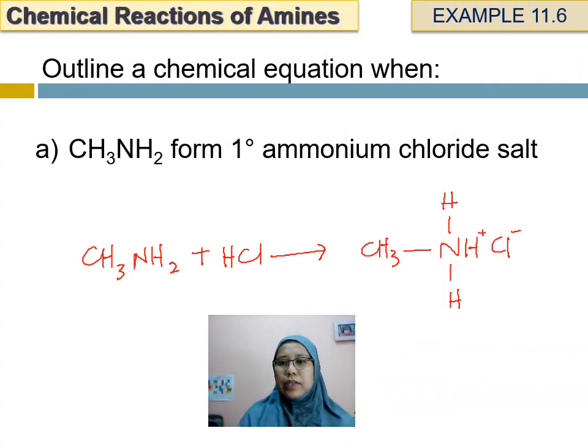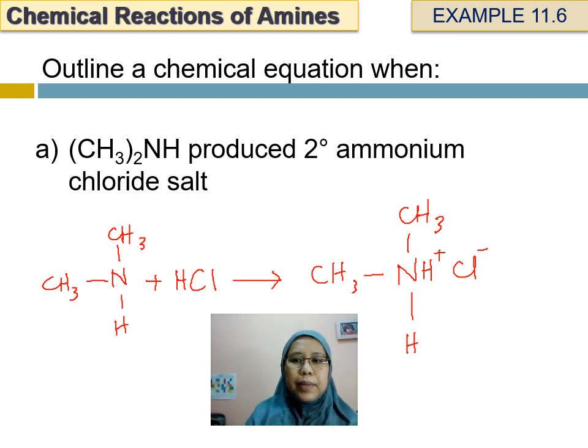Example 11.6, you're going to write an equation between a primary amine and HCl. So we are going to form this primary ammonium chloride salt, whereby the R here is a methyl group. It's going to be attached to the nitrogen in the ammonium chloride salt.